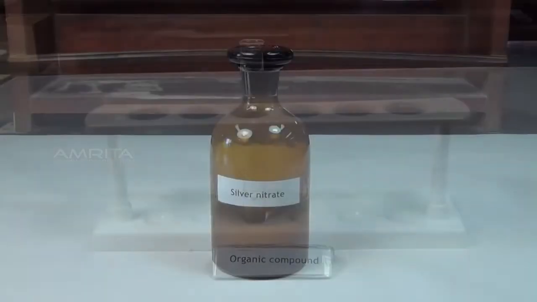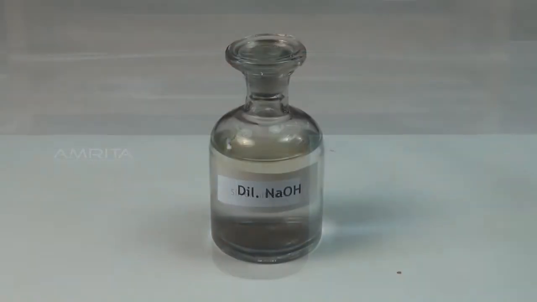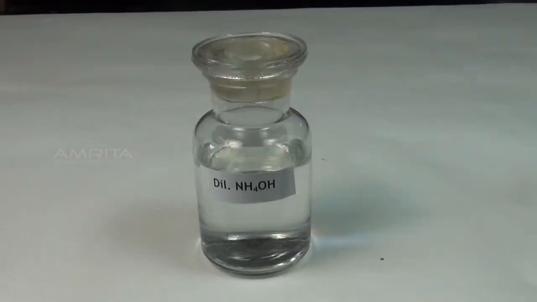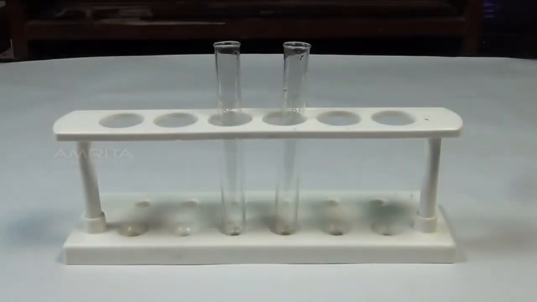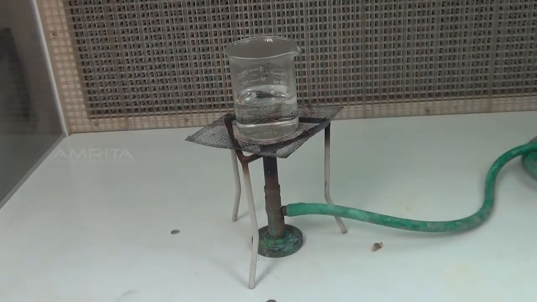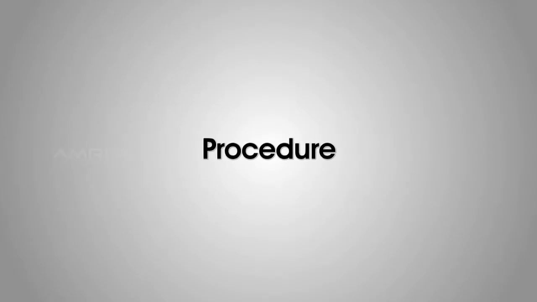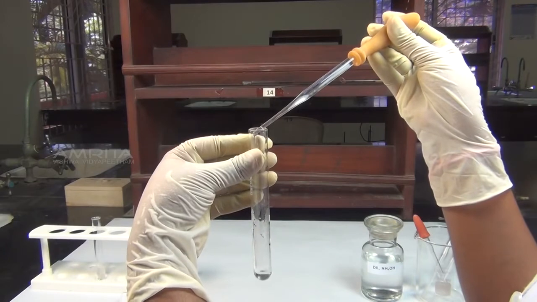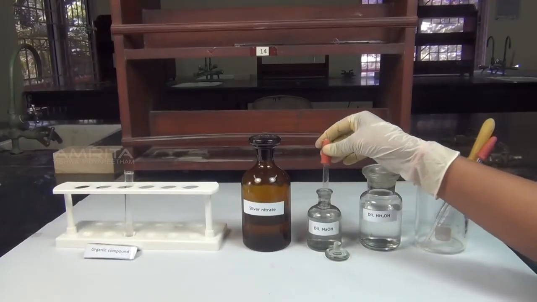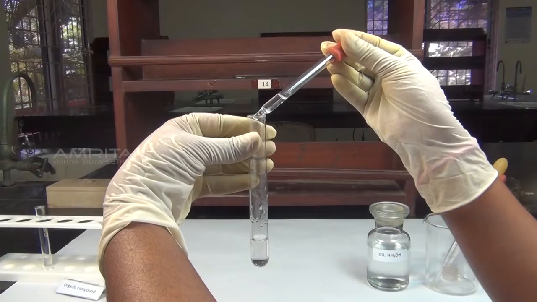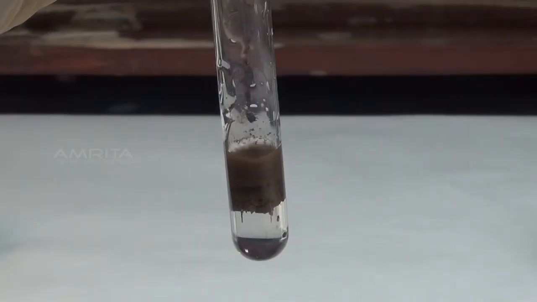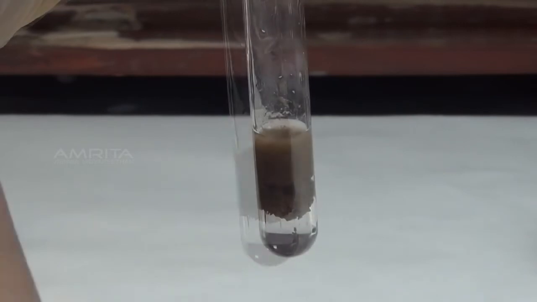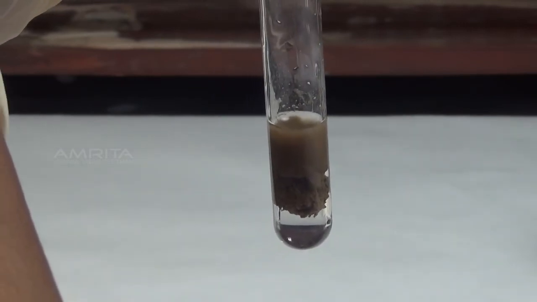Tollens' test. Materials required: organic compound, silver nitrate solution, dilute sodium hydroxide, ammonium hydroxide, test tubes, droppers and water bath. Procedure: take a small quantity of silver nitrate solution in a test tube using a dropper. To this, add a few drops of dilute sodium hydroxide solution using a dropper. Silver nitrate reacts with sodium hydroxide to form a brown precipitate of silver oxide.